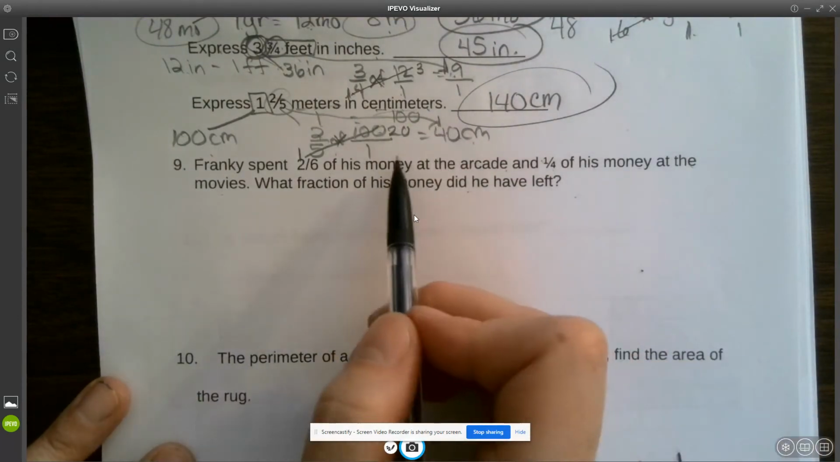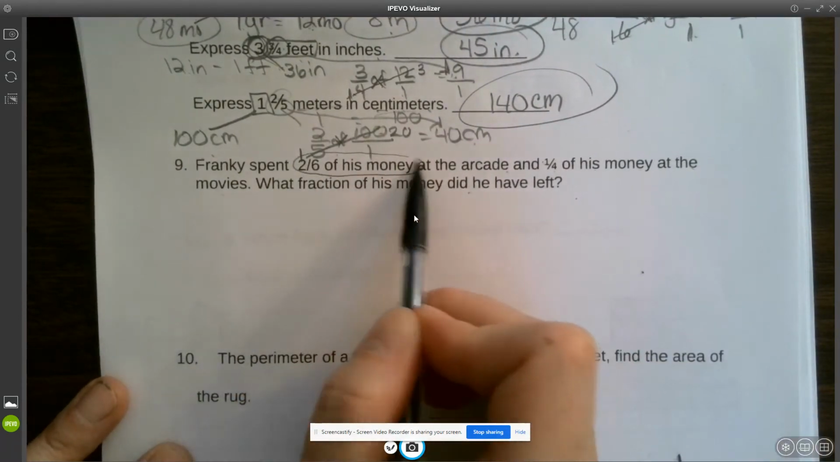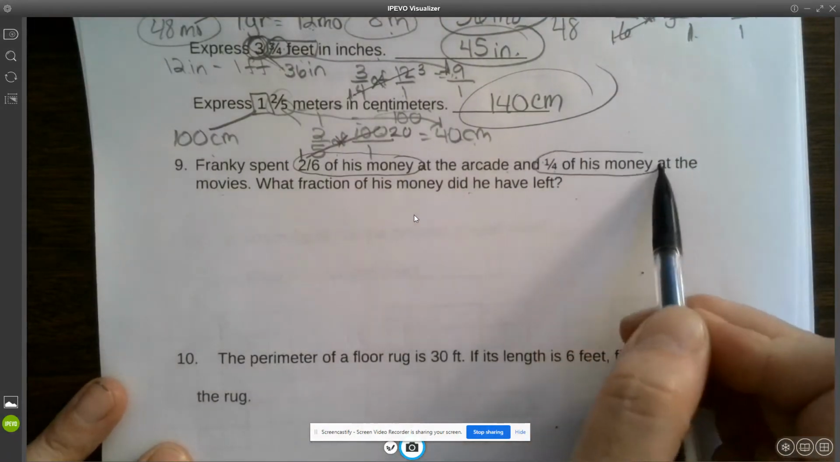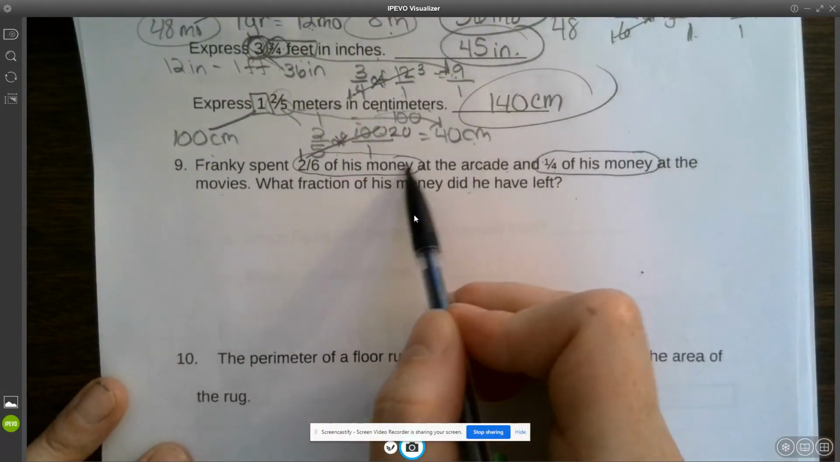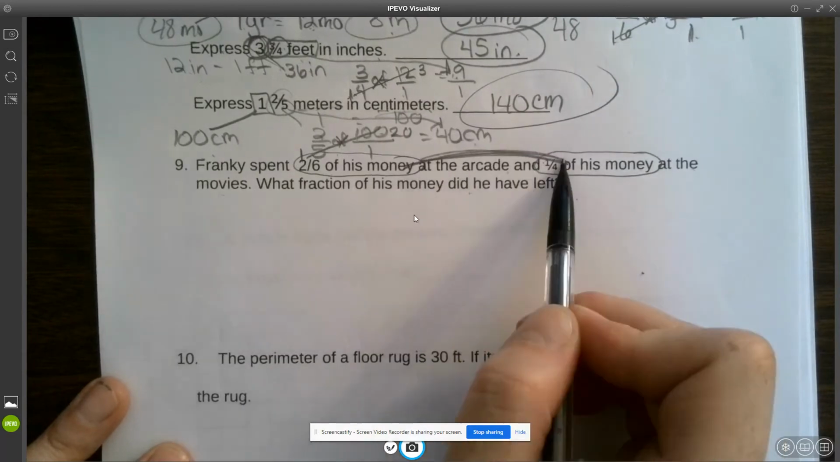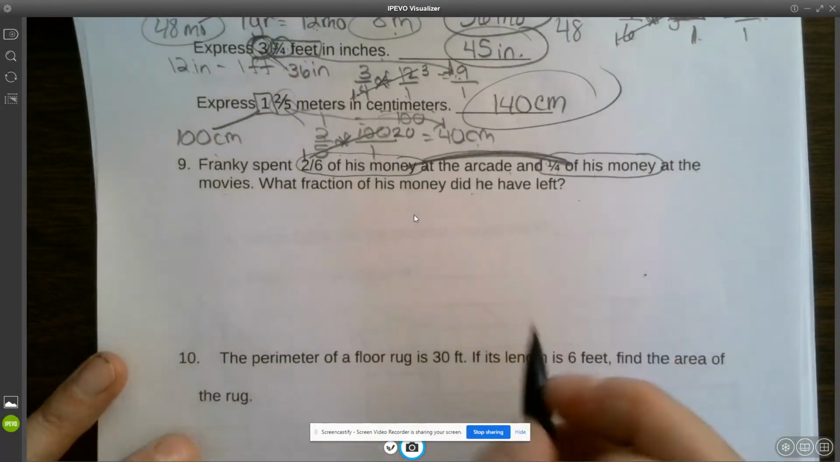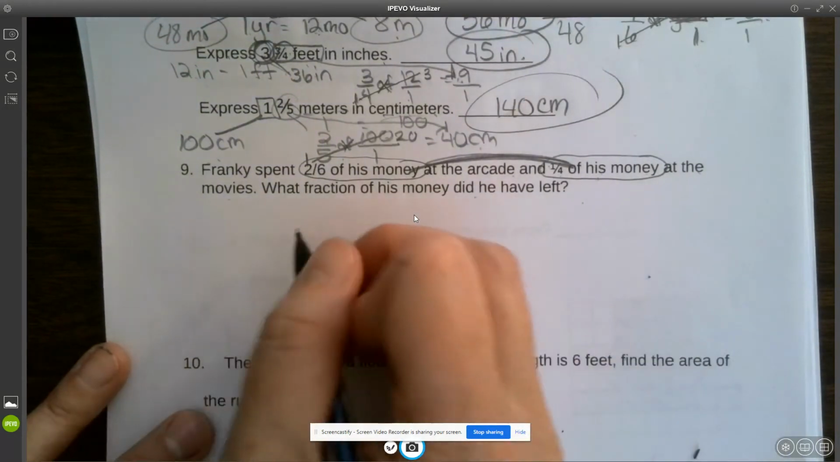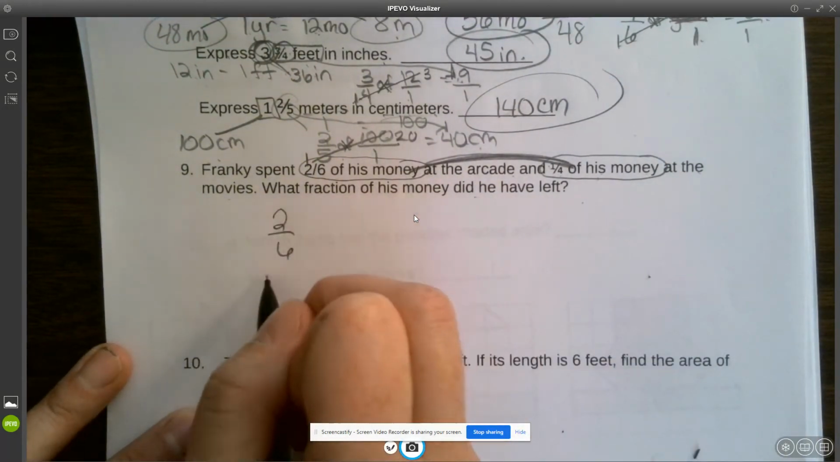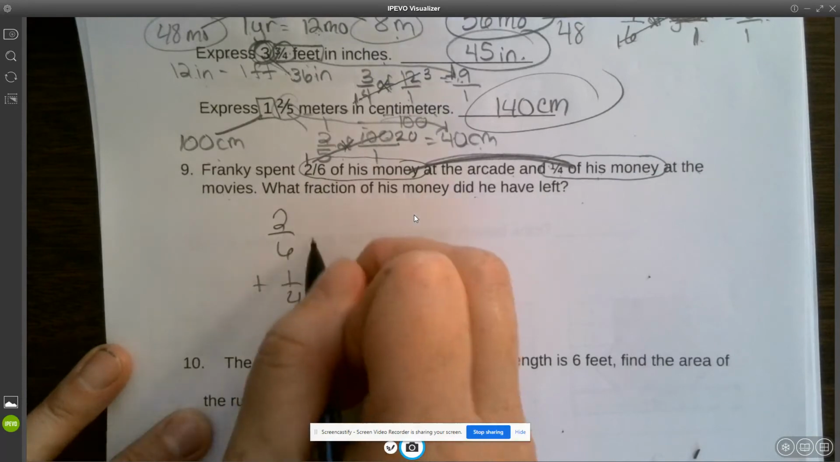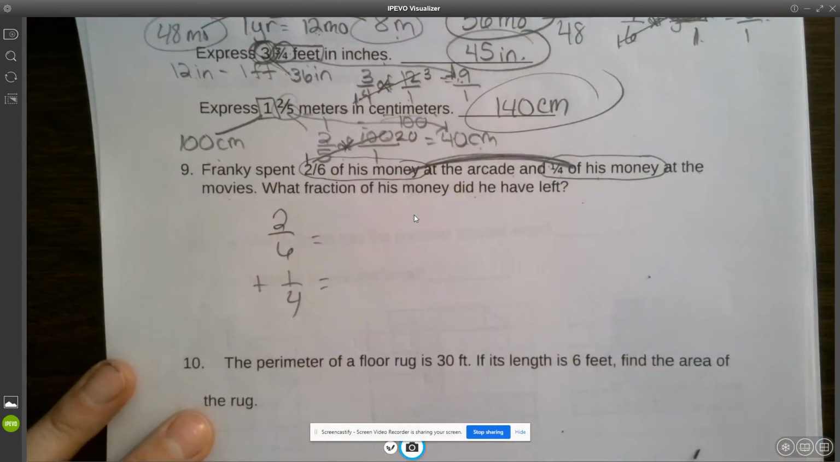Well, we know that he spent 2/6 of his money, and he also spent 1/4 of his money. This is how much he spent all together, and we have to figure out how much he has left. So let's figure out how much he spent all together. And all together means we're going to add. So we're going to add 2/6 plus 1/4.